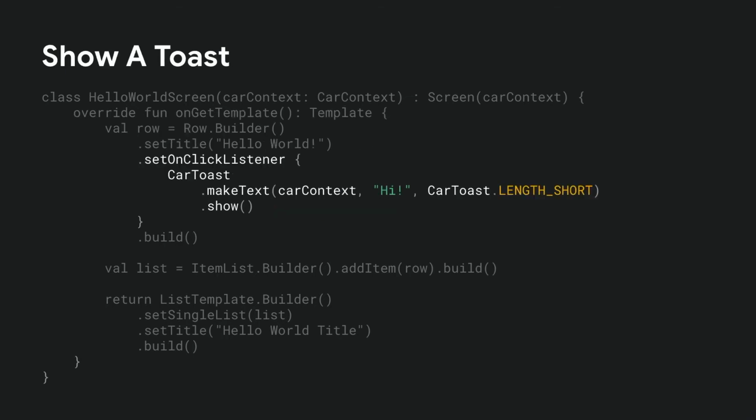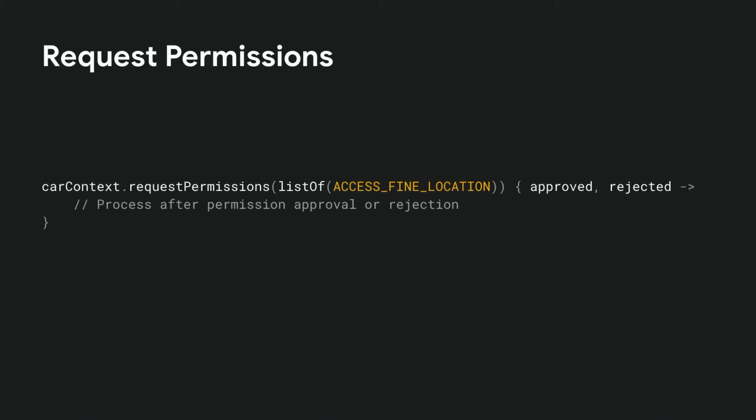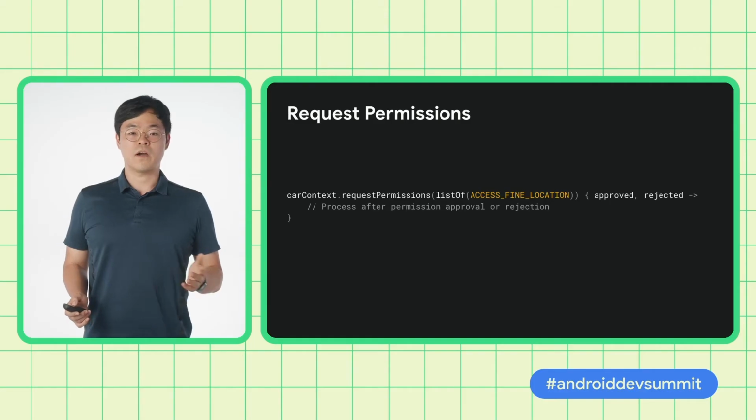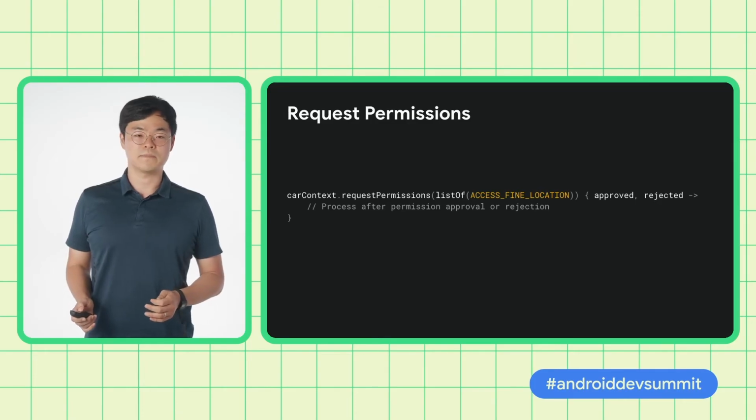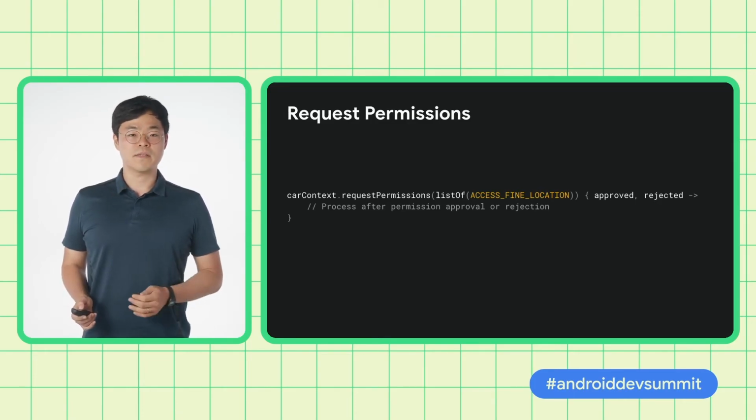In order to show a toast, you can use the CarToast class, as shown here. The usage pattern is the same as the regular toast class. To request permissions, such as the location permission, you can use CarContext requestPermissions method. In Android Auto, calling this method will show the permission request pop-up in the phone screen. In Automotive OS, the pop-up will be shown in the car screen. In the callback, you will have the lists of approved and rejected permissions that you can act on.